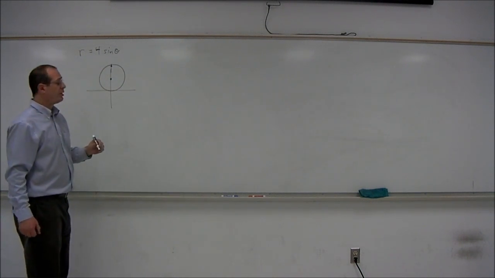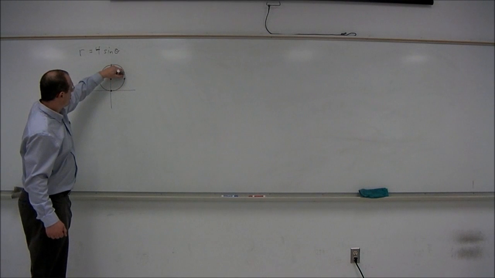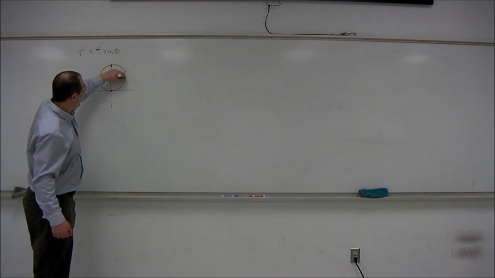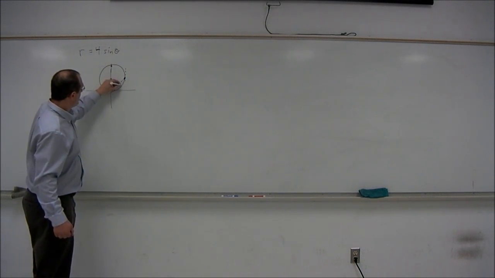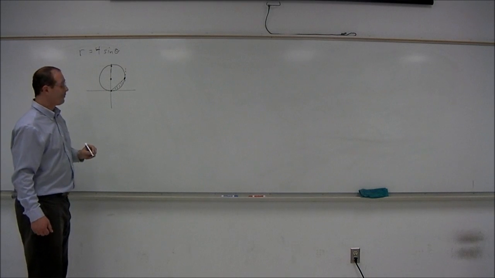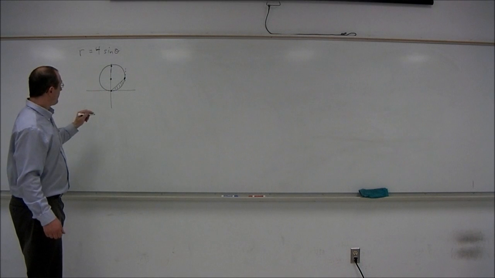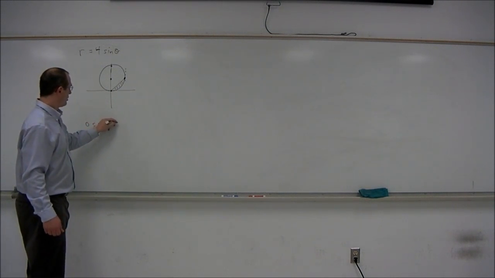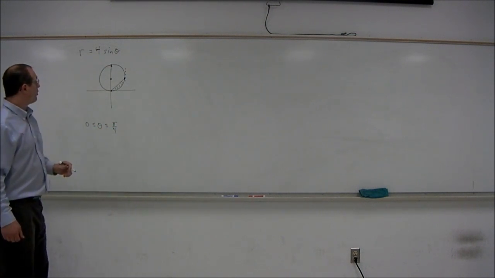And let's consider the region that's swept out as theta moves from 0 to pi over 4, where it just so happens the tangent line is vertical. So this section of the curve, this region, where theta goes between 0 and pi over 4, and r is equal to 4 sine theta.